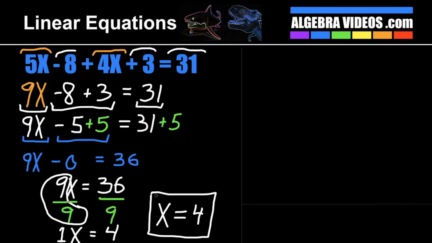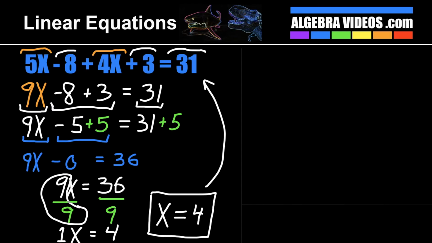And I'm putting a rectangle around it just to show that that's our solution. And we're done. That's all we have to do. Now, there's an optional step, and that is to plug this number of x equals 4 back into the original equation and see if it holds true. In other words, are both sides equal?